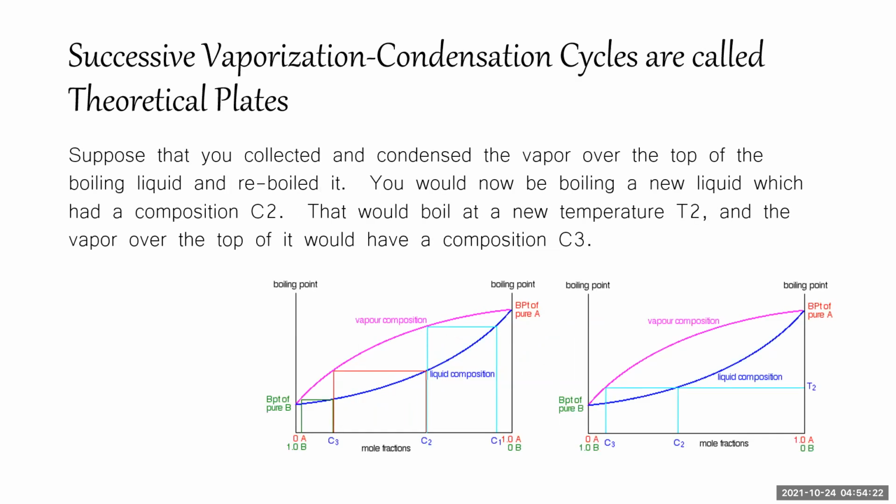So successive vaporization condensation cycles are called theoretical plates. So basically what this is showing us is, you can see this light blue line, that's one theoretical plate. This red line is another theoretical plate. And a third line is the green box here. And so what is that corresponding to?